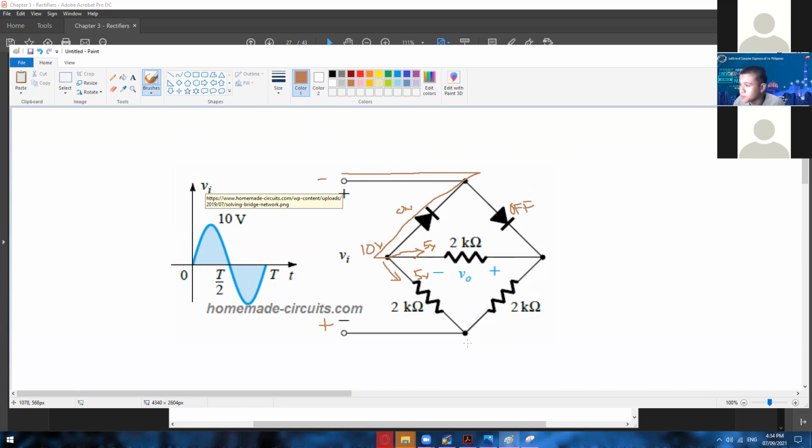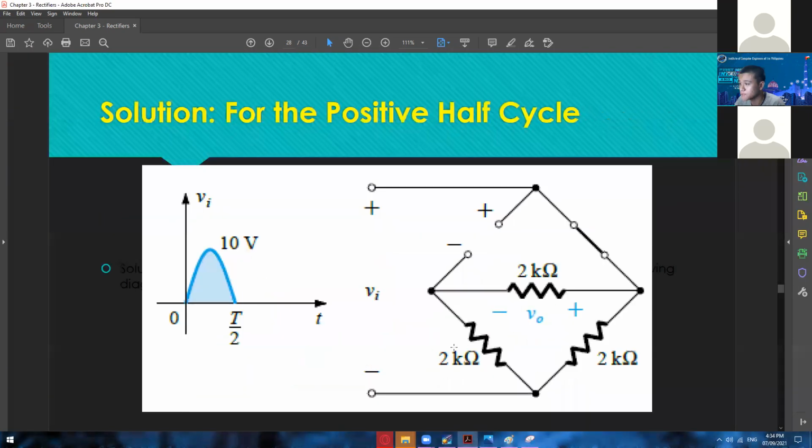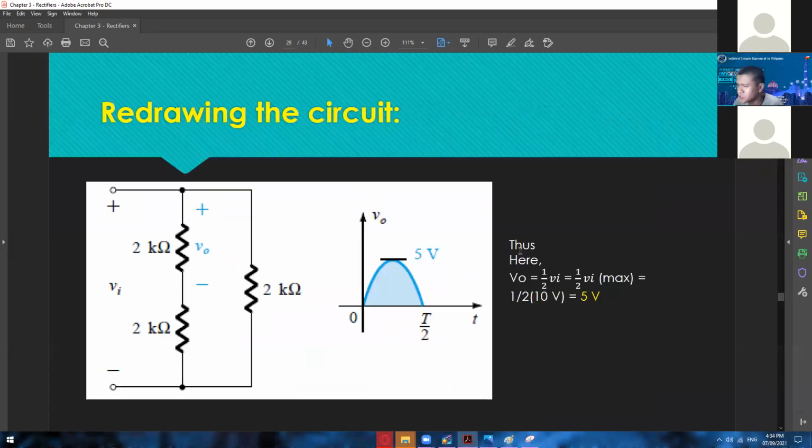Okay, so I hope this example made it clear why we only have a reading of 5 volts, not 10 volts. So here is the solution. Here VO is equal to 1 half VI, which is 1 half VI max, which is now equal to 1 half of 10 volts. This one is quite confusing, but it came from this redrawn circuit.